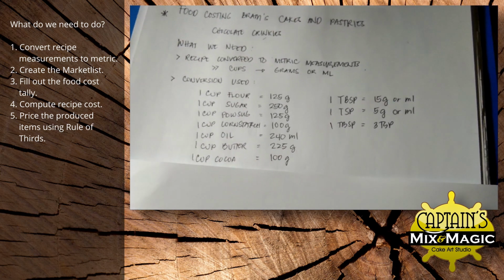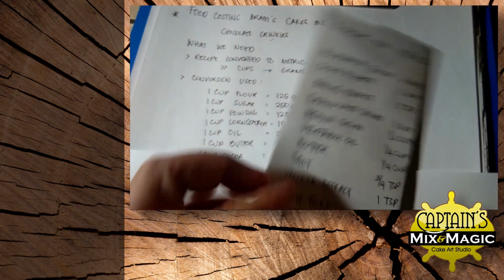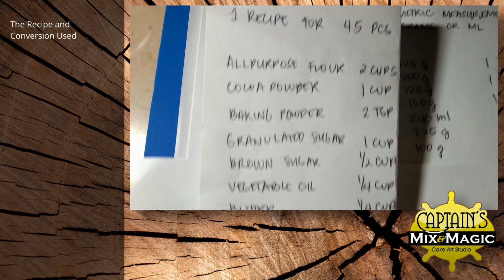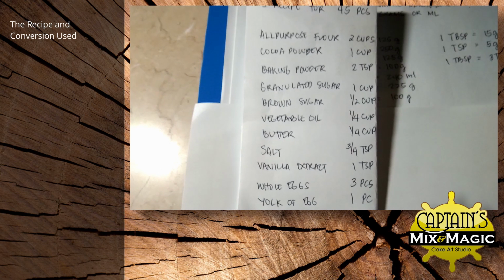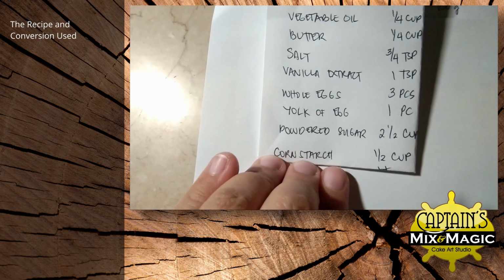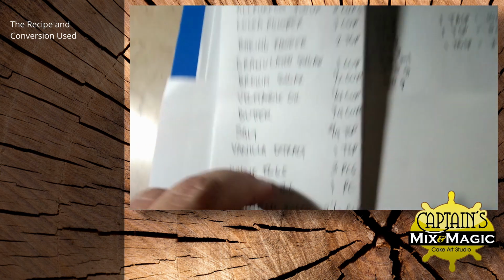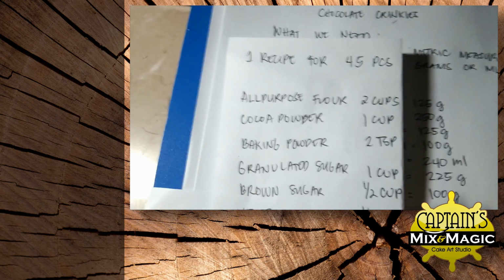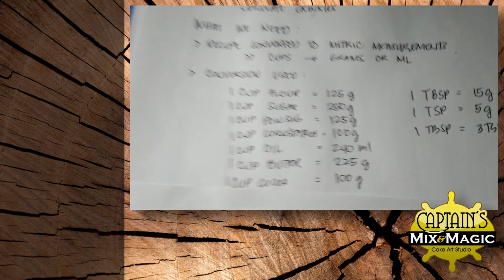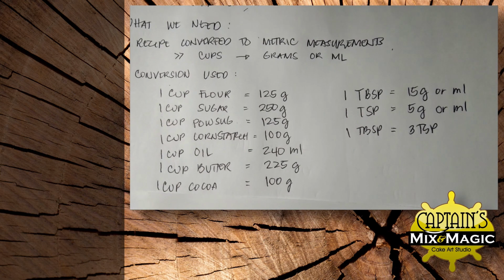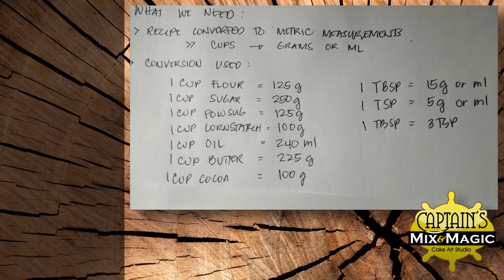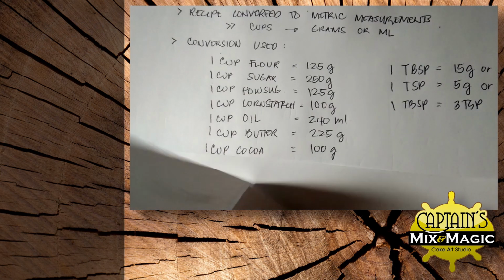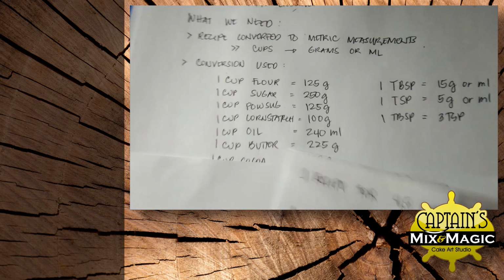The conversion factor I used to make the English measurement of the recipe into metric measurement is also listed. You're welcome to freeze and screenshot that frame para makita nyo rin how much is used per cup for a particular ingredient. So the recipe said it can produce 45 to 50 pieces, and I used only 45 pieces to standardize the computation. So you can freeze the frame at this point and see the equivalency per gram of a cup of a specific ingredient.